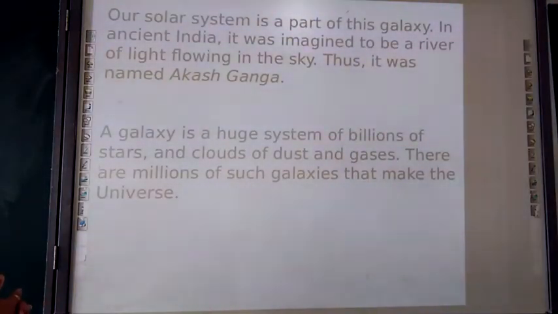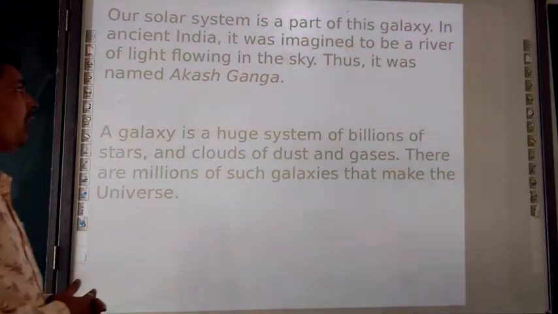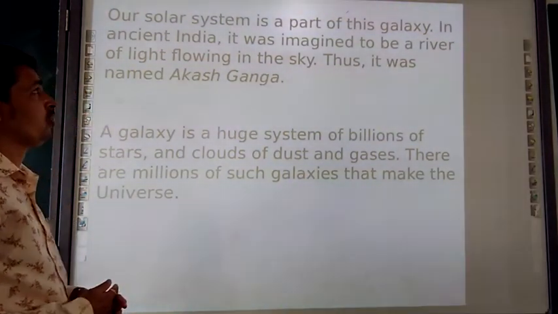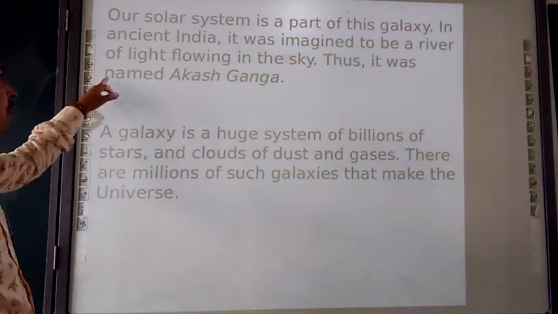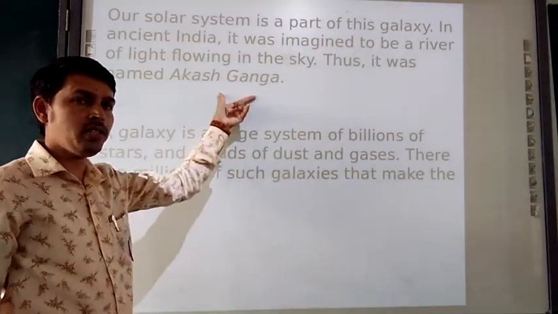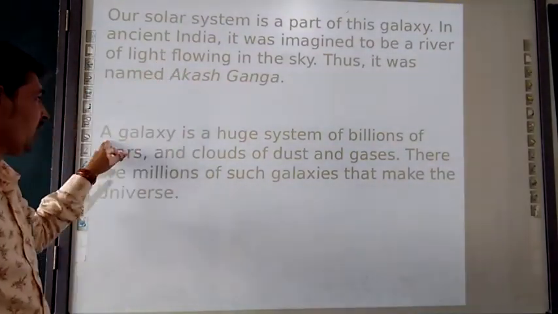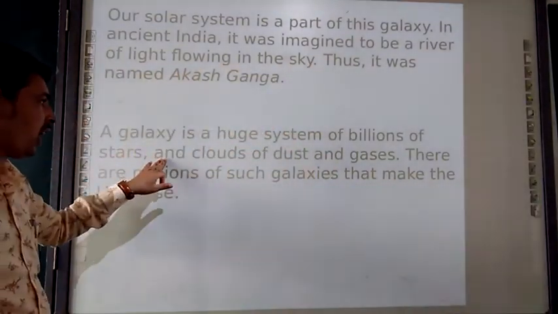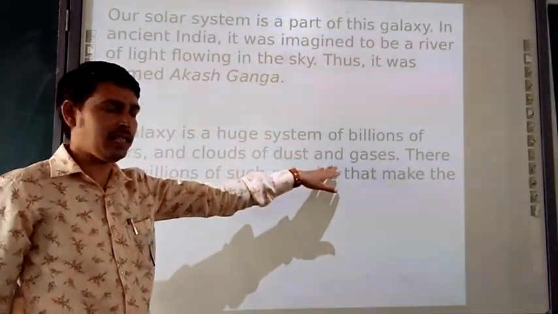Our solar system is a part of this galaxy. In ancient India, it was imagined to be a river of light flowing in the sky. Thus, it was named Akash Ganga. So, why was it named Akash Ganga? Because they used to imagine a river of light flowing in the sky, and that was named Akash Ganga.